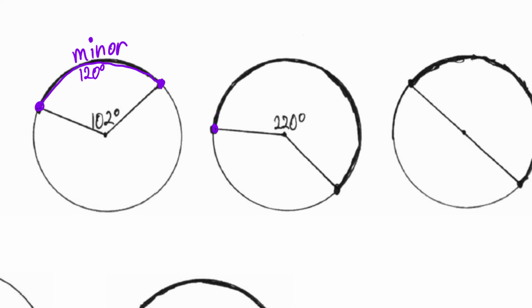So on this one, what type of arc is this one? What arc is that? Tell me, Adrian. Is that minor, major, or semicircle? It's a major arc. Now, how many degrees is that arc?